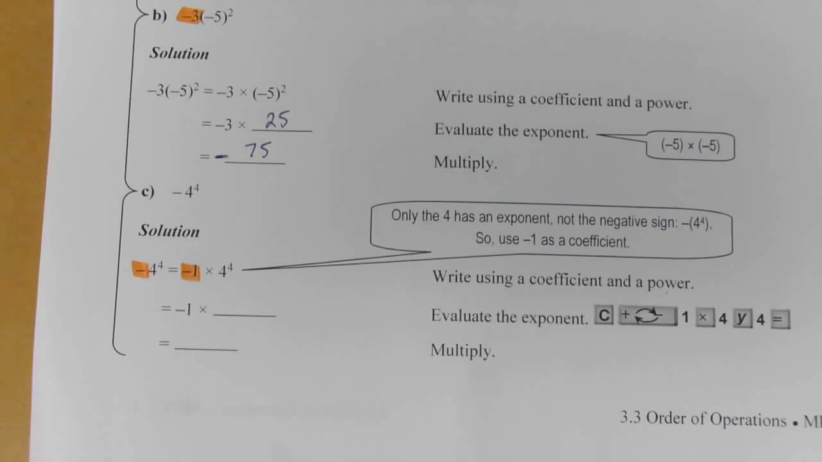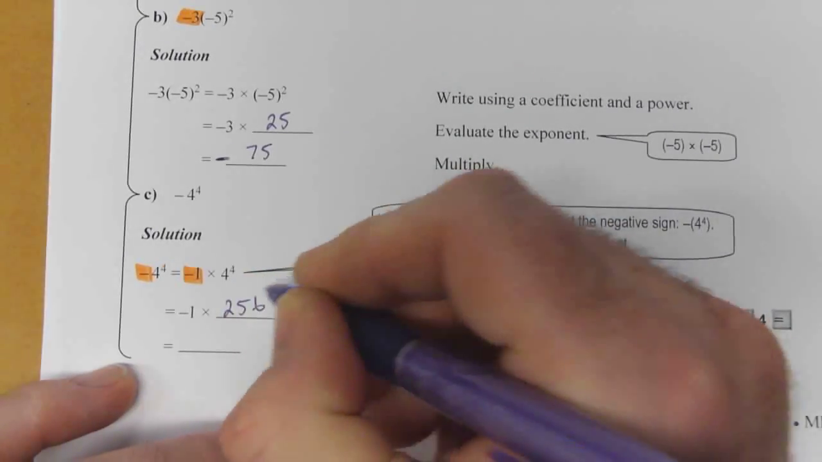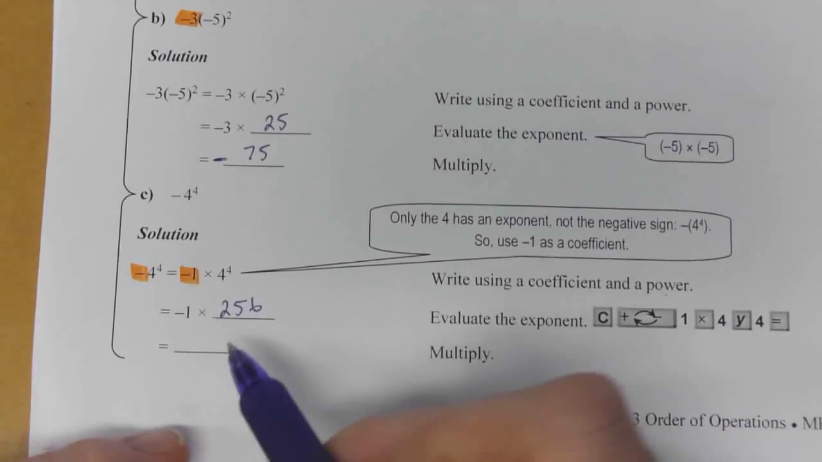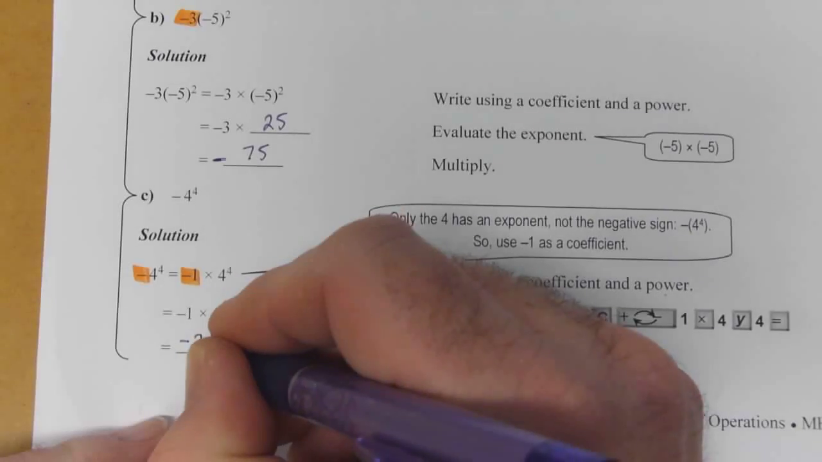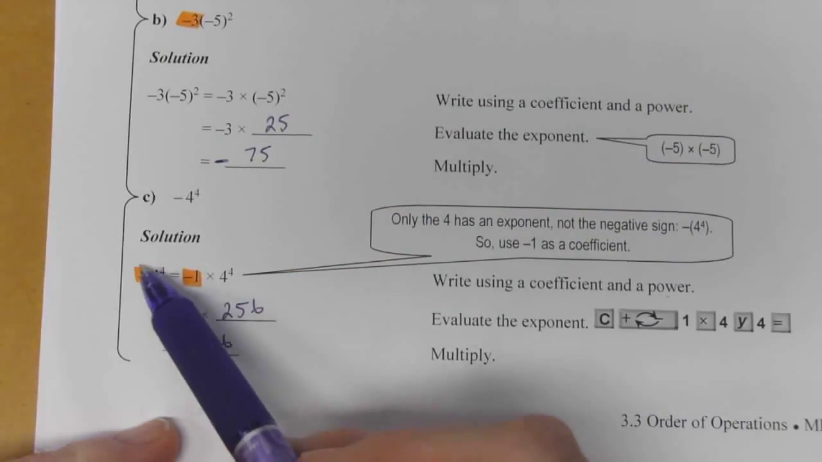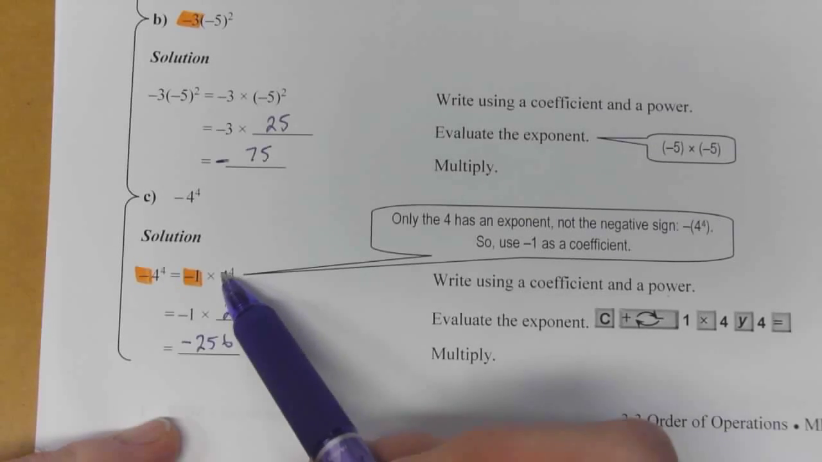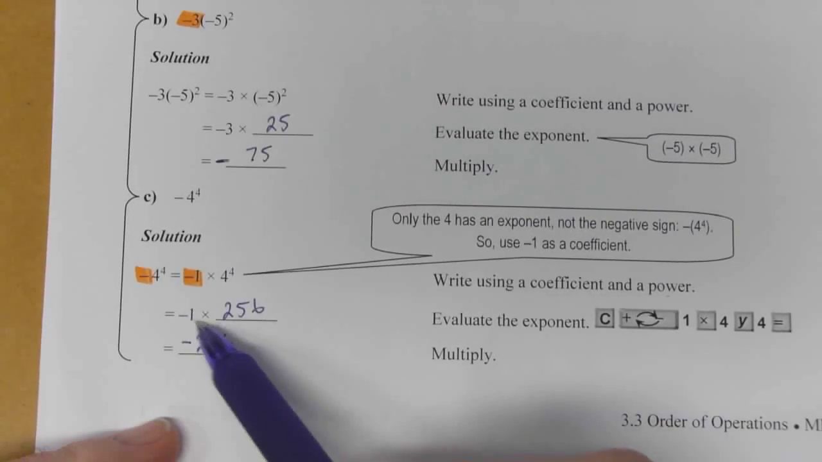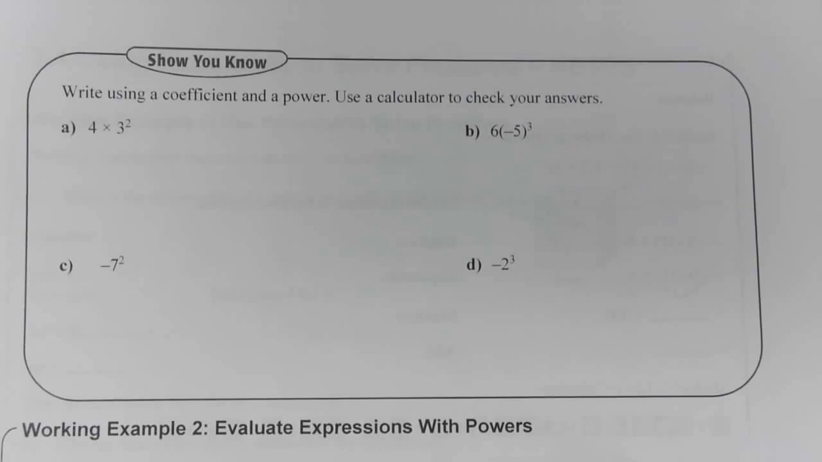Well, 4 to the 4th power is 256. It's 4 times 4 times 4 times 4. Then you've got your coefficient, so you multiply that in and you end up with -256 as your solution. So be aware of that. We know that it's not part of the base of your exponent, so it must then be a coefficient that is dealt with after the fact. So evaluate your power, then multiply it by -1 to give you that -256. All right, now you give it a go.